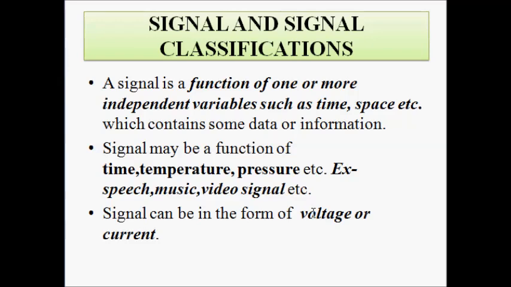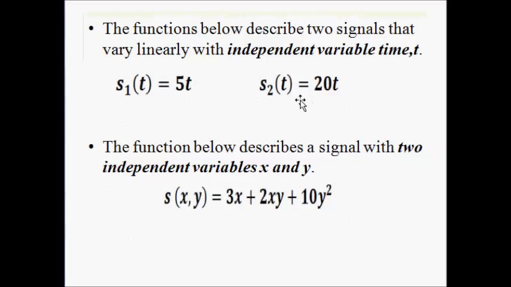So basically we understand that a signal is a function of one or more independent variables. For example, let us consider these signals: S subscript 1 as a function of t and S subscript 2 as a function of t. When I say t, it means it is a function of time. Here S1 is equal to 5t and S2 is equal to 20t, two simple signals which vary linearly with time. There can be signals which involve two independent variables.